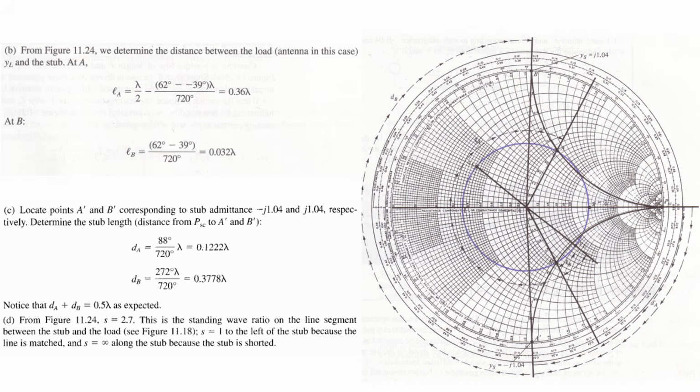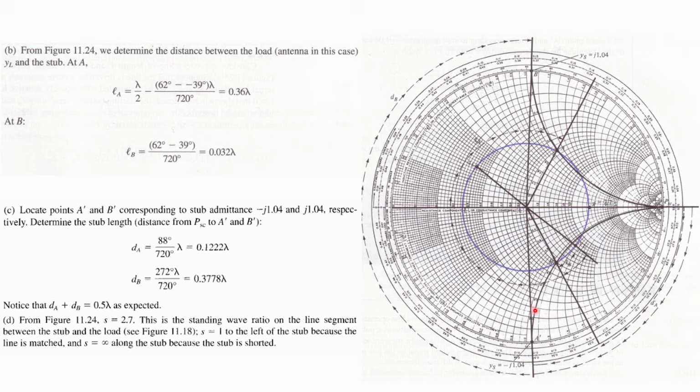Now in your question we also have to find the stub length. So how can we find it? As we have already found point A and point B, what is your LA? That is LA, the distance between the load and your stub. Here is your transmission line, and the stub is at this point. So you have to find the distance from this point to this point, right? This is the stub.